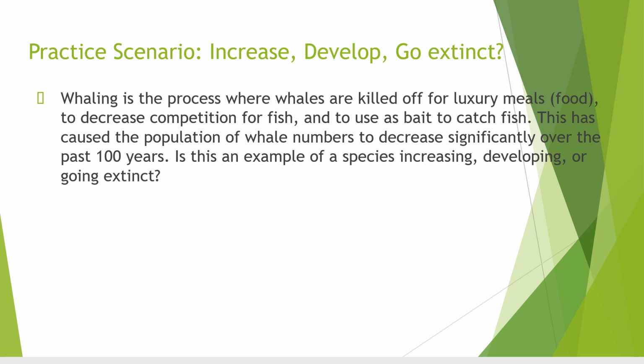Again, we're trying to figure out, are the animals in this scenario going to be increasing, developing, or going extinct? Whaling is the process where whales are killed off for luxury meals, so food, to decrease competition for fish and to use as bait to catch fish. So lots of different reasons why humans are poaching whales. This has caused the population of whale numbers to decrease significantly over the past 100 years. Is this an example of a species increasing, developing, or going extinct? So again, pause the video, try and figure it out on your own.